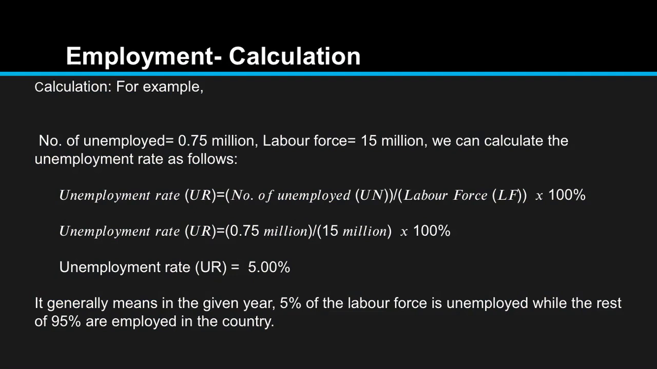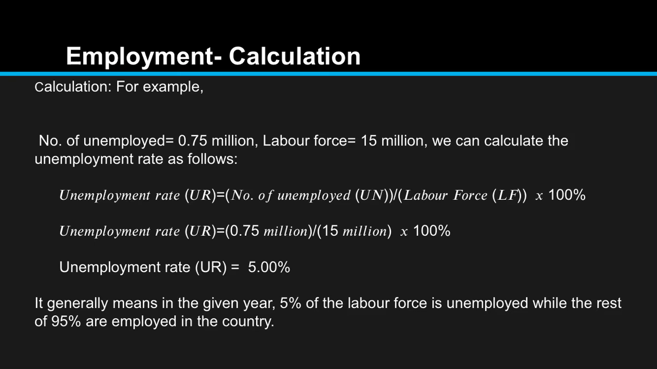So for example, let's take a look at this calculation. The number of unemployed is 0.75 million, and the labor force, let's say, is about 15 million. We can calculate the unemployment rate as follows: the unemployment rate is the number of unemployed, or UN, divided by the LF times 100%. So UN is 0.75 million divided by the 15 million in the labor force times 100%, and you get an unemployment rate of 5%.